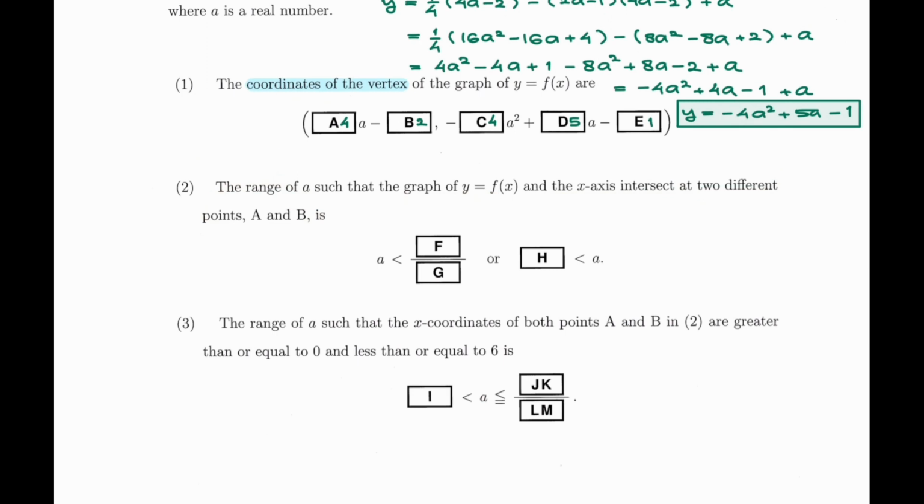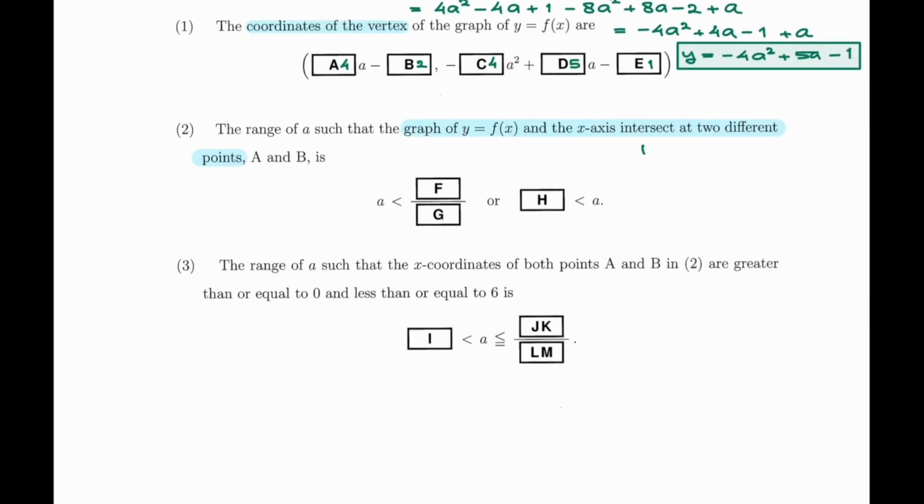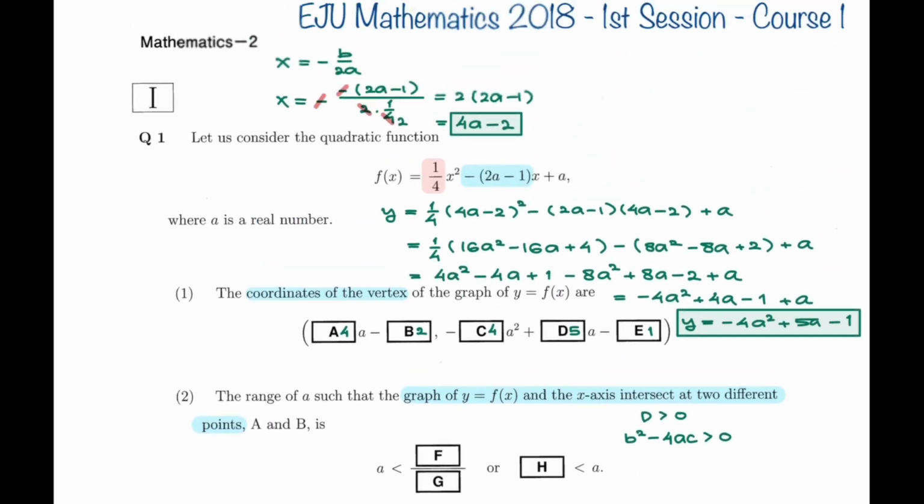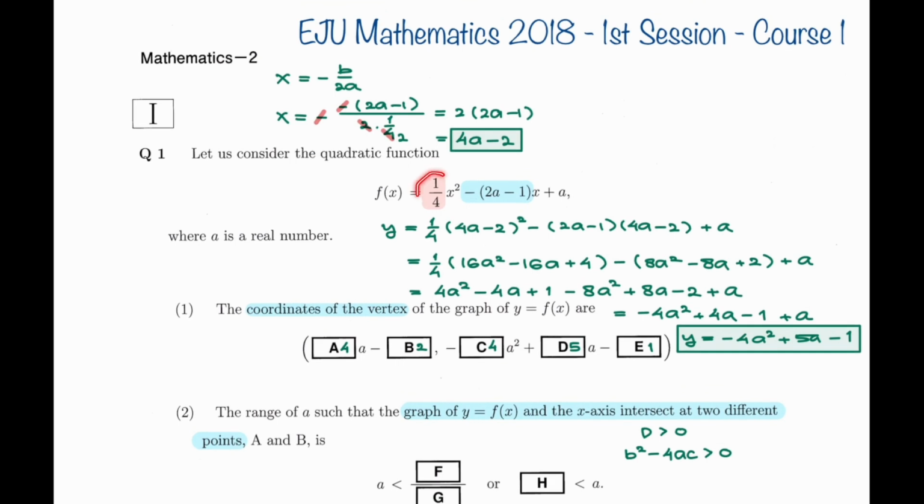Since they tell us that our graph cuts the x-axis at two different points, I know that the discriminant must be greater than 0. The formula of the discriminant is b squared minus 4ac greater than 0. Once again, this is a, and then this is b, and then this last constant term is c. So this is my c.